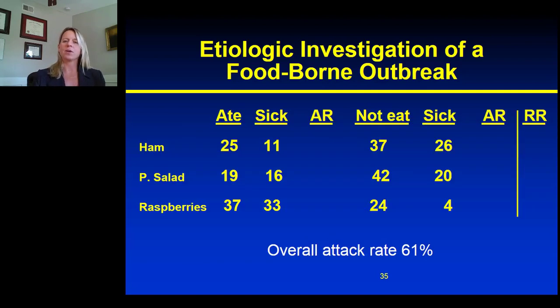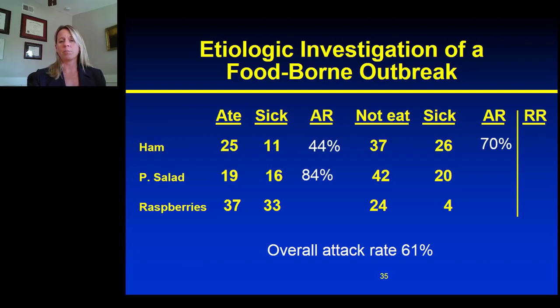The next step would then be to further investigate what the people who attended this luncheon ate, and to calculate the attack rate by each food item. So here we are going to consider 3 different food items: ham, a potato salad, and raspberries. And we ask each person who ate those items whether or not they got sick, and among those people who didn't eat those items, how many got sick. And for each, we calculate the attack rates, and then we calculate what's called the relative risk, or risk ratio, which is the attack rates, or one attack rate over the other.